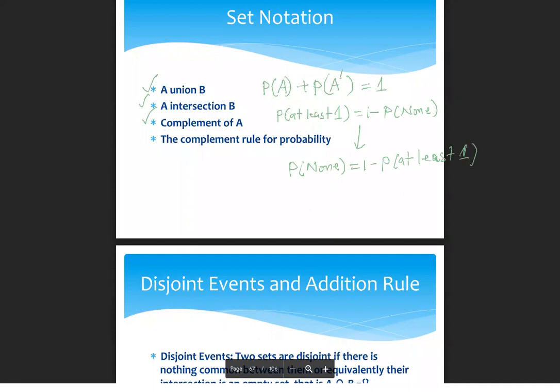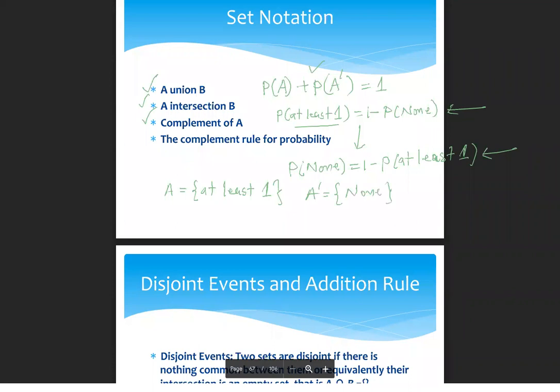Now, depending on what you are looking for, if you're looking for some event where at least one of something happens, then you may use this version. But on the other hand, if you're looking for that none of that event has happened, then you may be using this version. It's the same thing. It comes from this probability of A plus probability of A complement. Remember, if event A is at least one of something, at least you have one apple, let's say, then A complement is going to be you have no apples, or none.